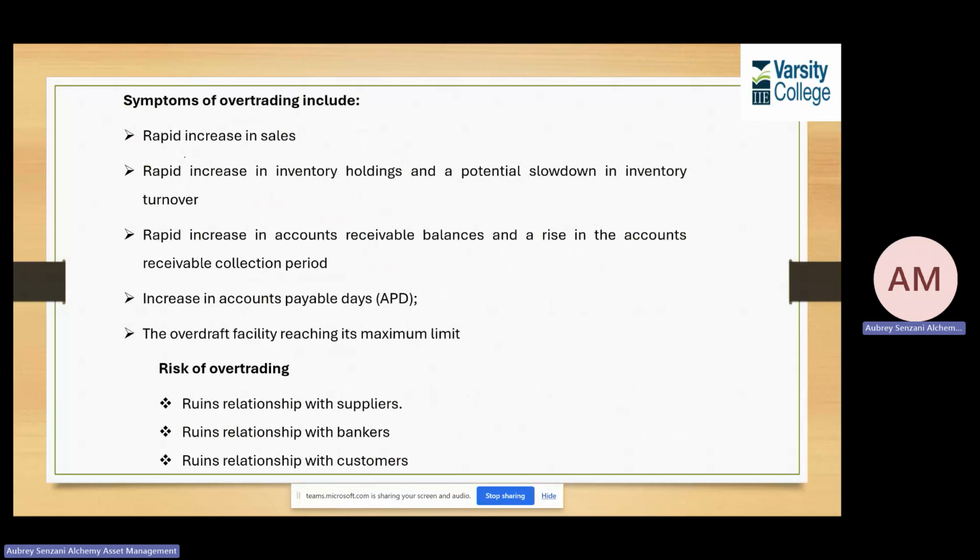Okay, so just to unpack that, then the overdraft facility reaching its maximum limit. Risk of overtrading ruins relationship with suppliers, ruins relationship with bankers, ruins relationships with customers. Why do we say it also then ruins relationships with customers? Over trading. If you guys are allowing me to take out more on credit, shouldn't it actually improve my relationship with you guys? Why do we say it ruins?